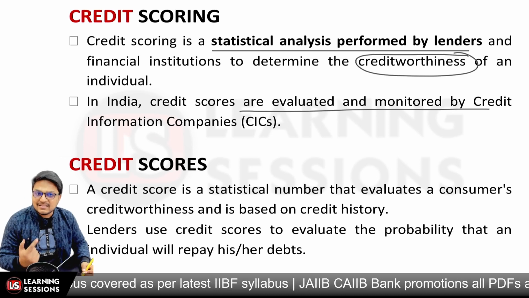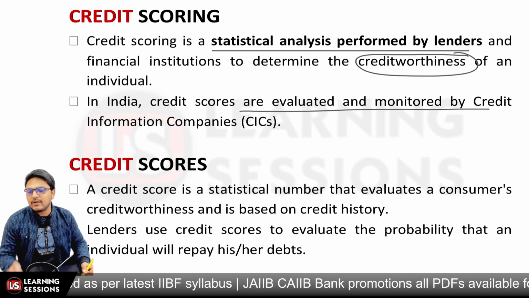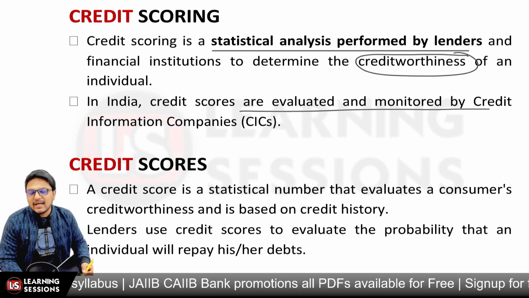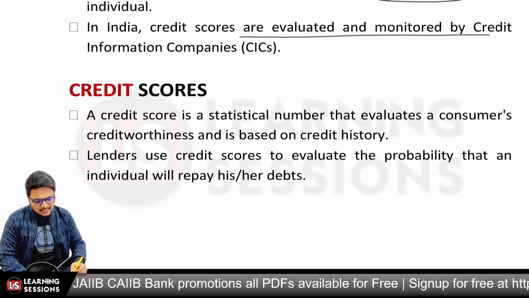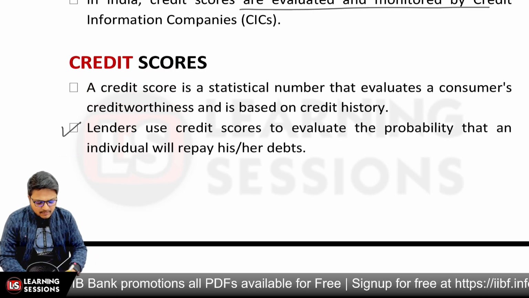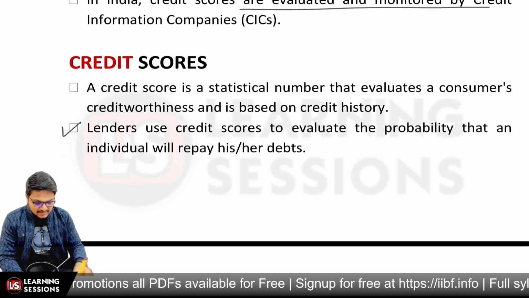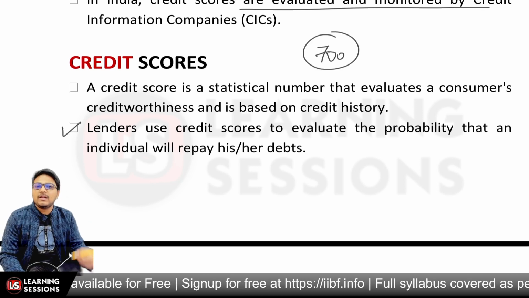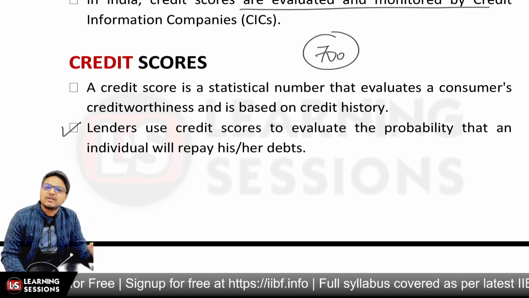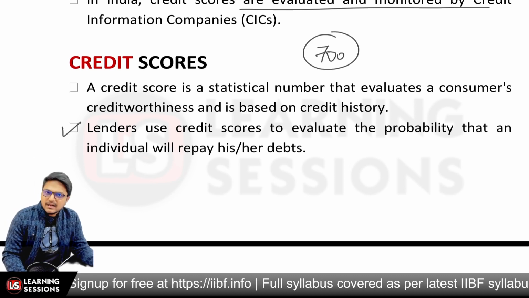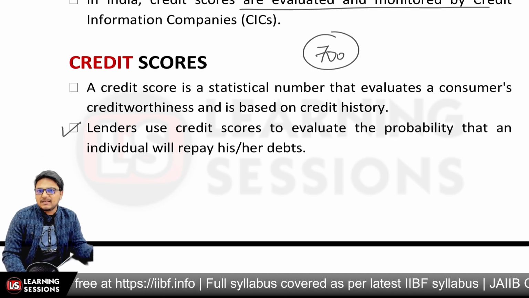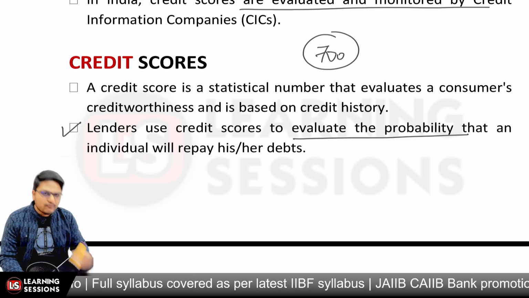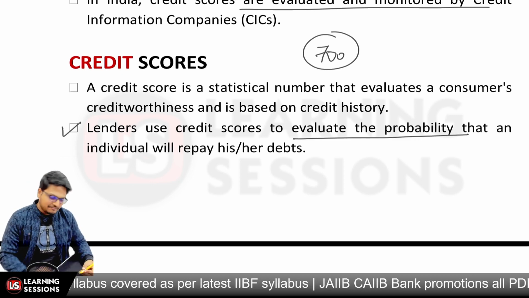Okay, now what is a credit score? Credit score is a statistical number evaluated by the CIC, and based upon that a credit score is given, and lenders can use these credit scores to perform different functions. Let's say a particular bank says that only if the credit score is above 700 will they lend the funds to person XYZ. That can be the case, right? Lenders can use this credit score to evaluate the probability of default attached to the borrower, right?